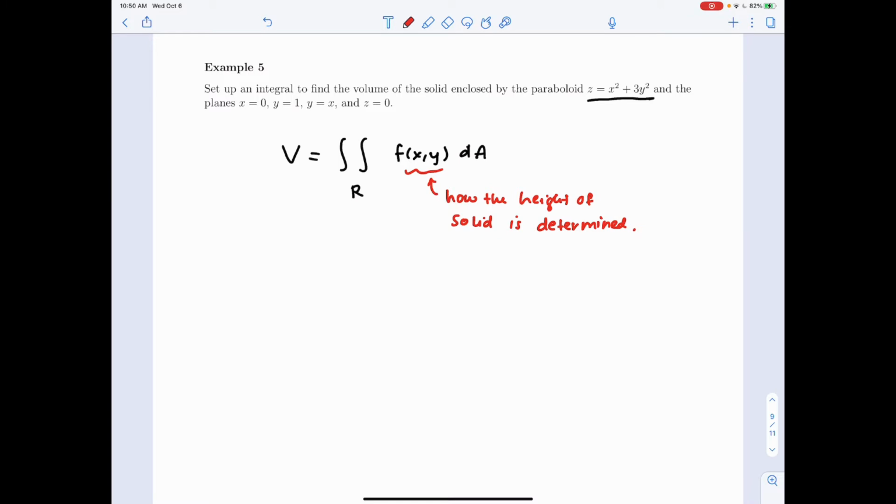So we need two things. We need to know what's R, what's our region of integration, and what's F.